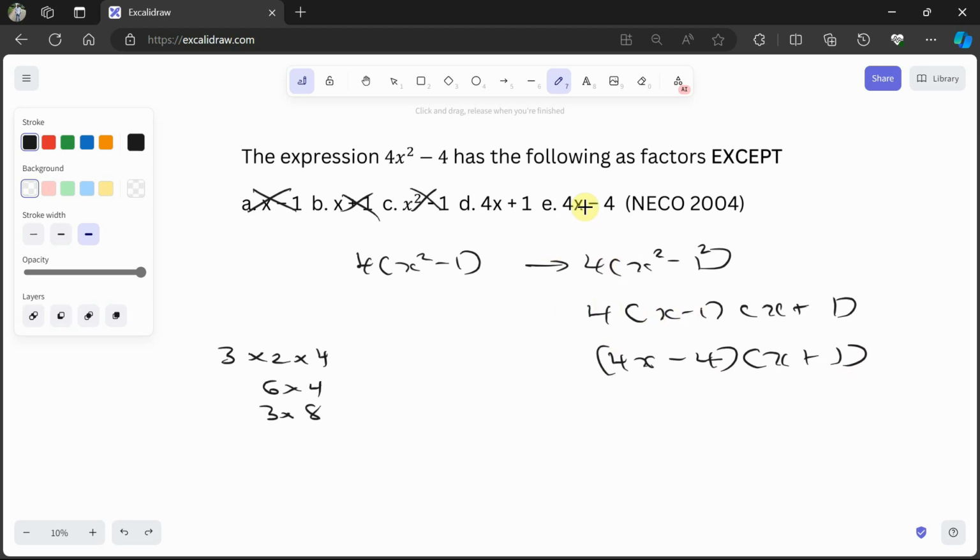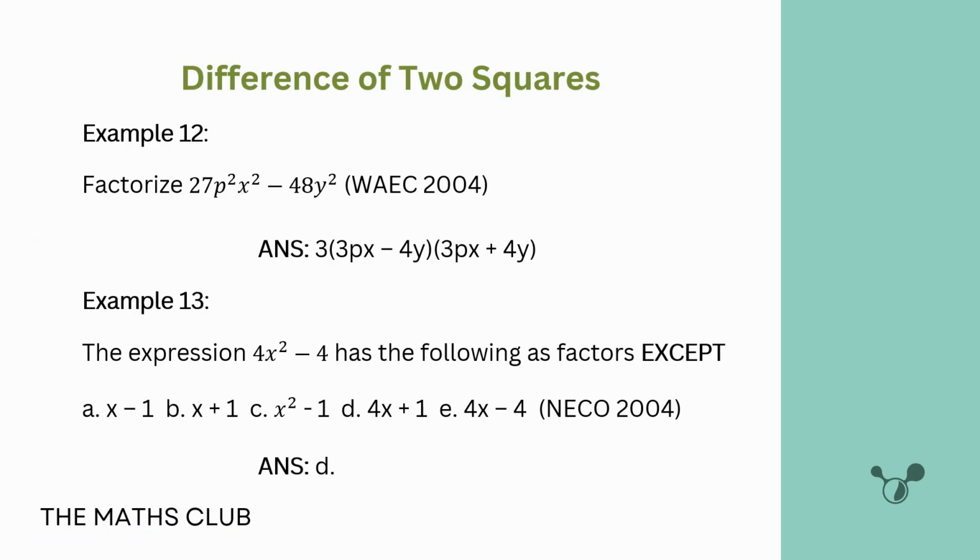Yes, that is option E. So our answer is option D. Option D is the one that is not a factor. If it was meant to be a factor, that would be 4 times x plus 1, which would be 4x plus 4, not 4x plus 1. So this is how you solve questions like this in the exam. Let's see if our answer is correct. Option D. Great.